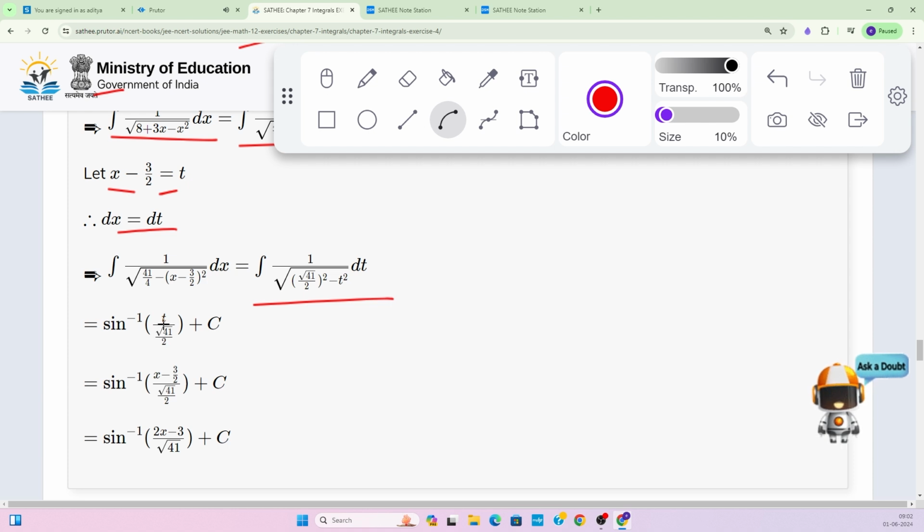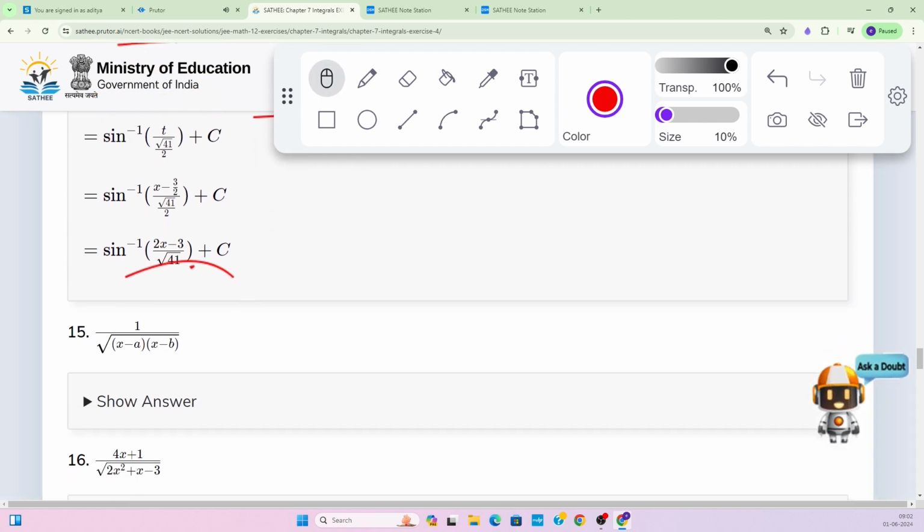Replacing t back, what you will get is sine inverse of 2 times x minus 3 divided by root 41 plus some constant. So your final answer will be this. Clear? I hope it is clear to you. If you memorize these direct integrals, the integration will be very easy for you. Let us see the next problem.